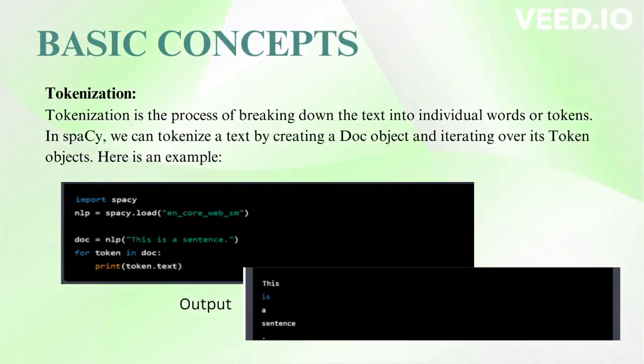Next are some basic concepts of text analysis using spaCy. Tokenization. Tokenization is the process of breaking down the text into individual words or tokens. In spaCy, we can tokenize a text by creating a doc object and iterating over its token objects.